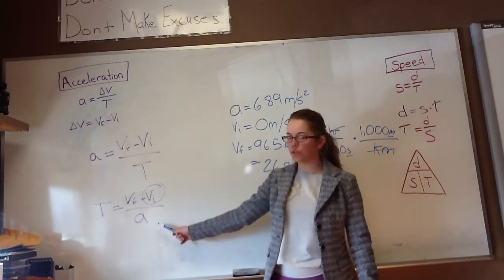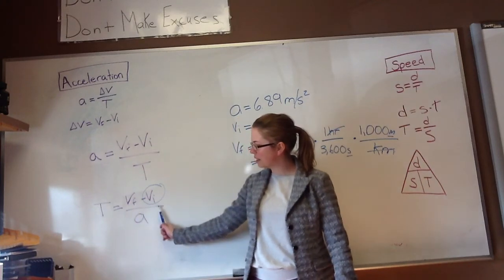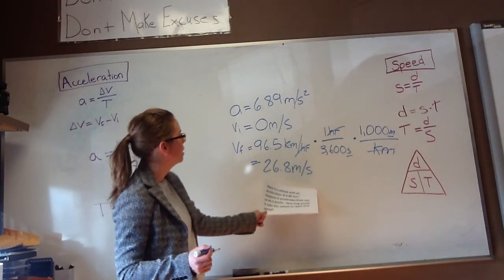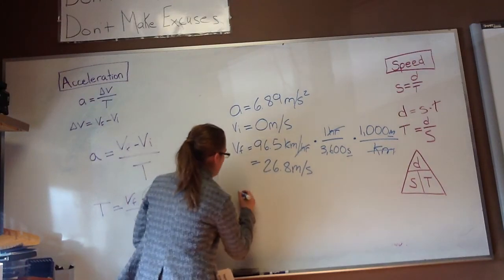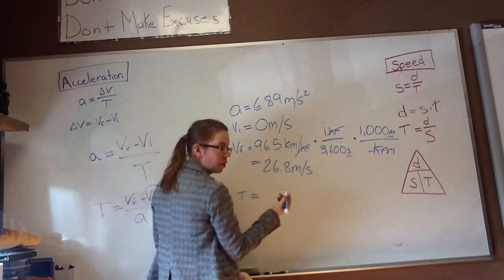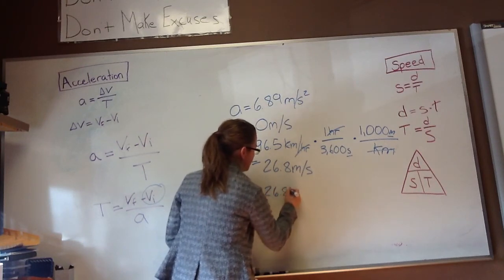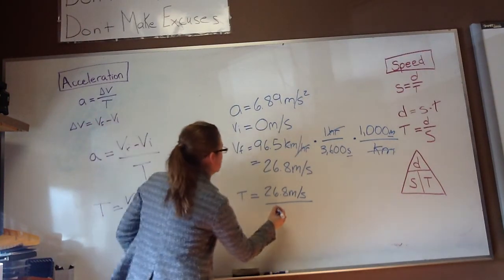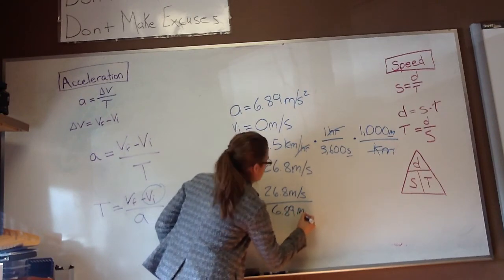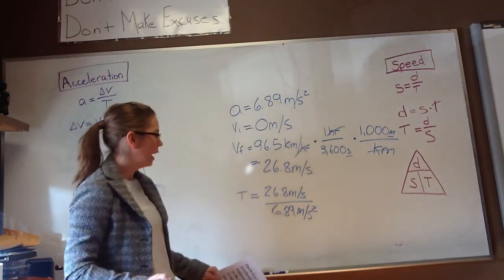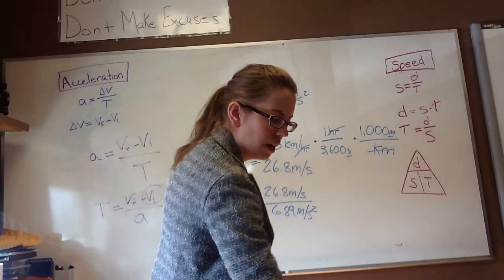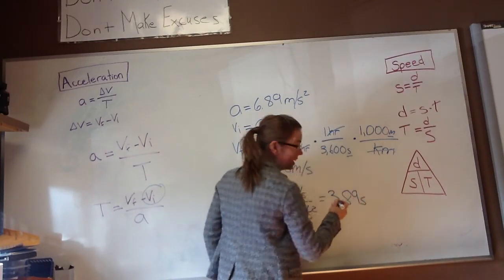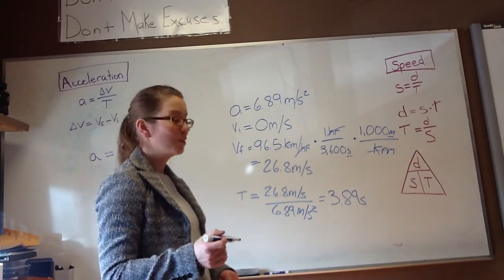Now we have everything we need to find the time. Now again, to find time, we'll use this other equation. Time equals Vf minus Vi divided by a, for acceleration. So 26.8 minus 0 is still going to give us 26.8 divided by our acceleration, which is 6.89 meters per second squared. 26.8 divided by 6.89 gives us 3.89 seconds. And that's a ridiculously fast car.